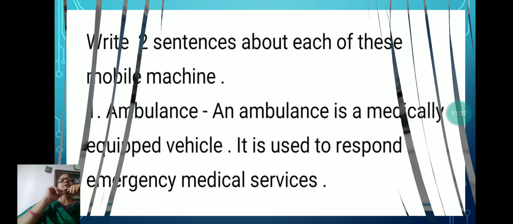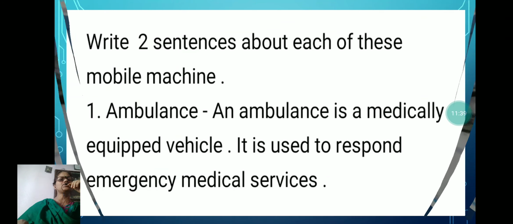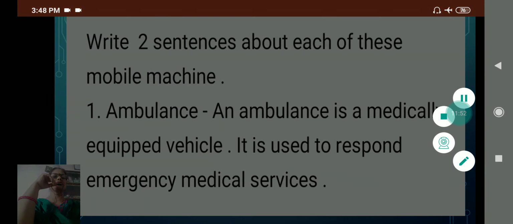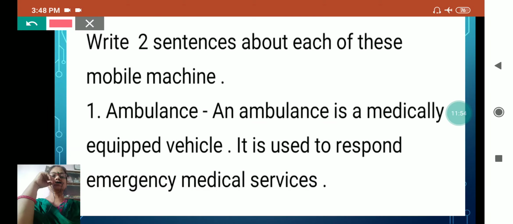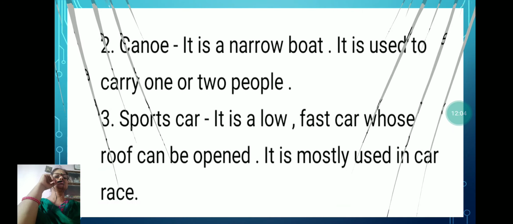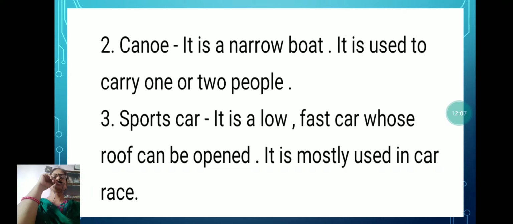Now here are some exercises. You have to write 2 sentences about each of these mobile machines. And first one is ambulance. All of you know that it is used to respond to emergency medical services. Only patients can move on this. Why? Because it is a medically equipped vehicle. It has a different type of sound, so that people should give it way. Now canoe is a narrow boat. It is used to carry 1 or 2 people usually.